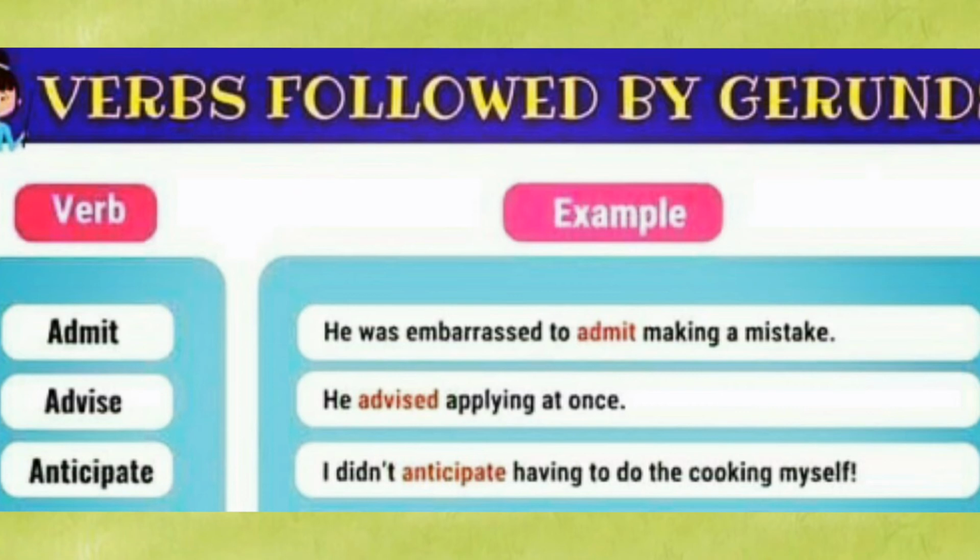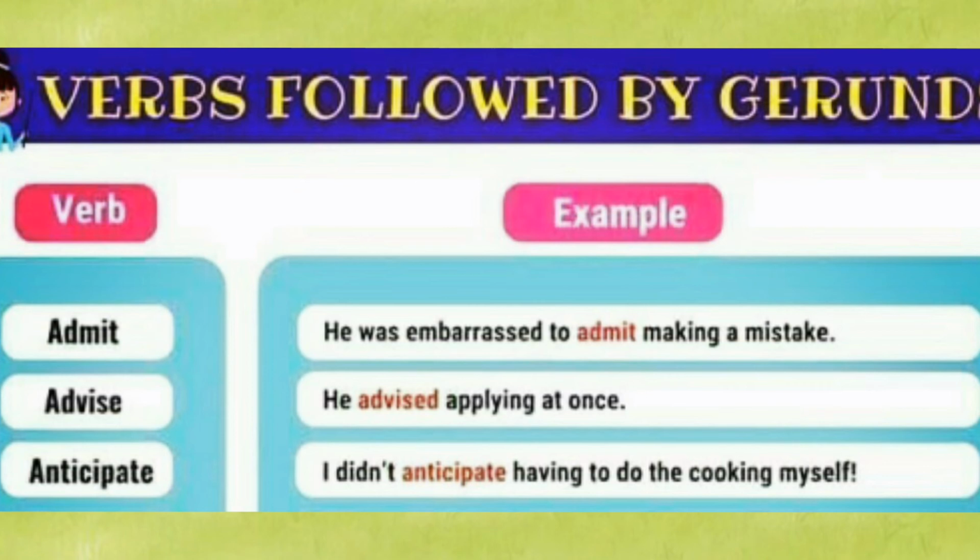The verbs followed by gerund. Let's see the list now. After admit comes only the gerund. He was embarrassed to admit making a mistake. Admit, after admit comes only making. Next, he advised applying at once. After advise comes gerund, that is applying.